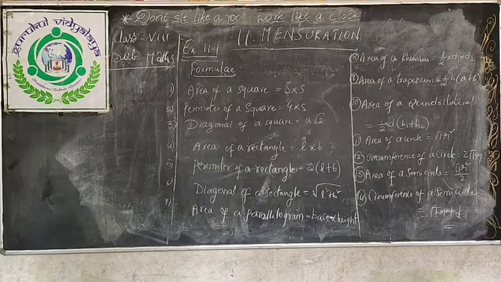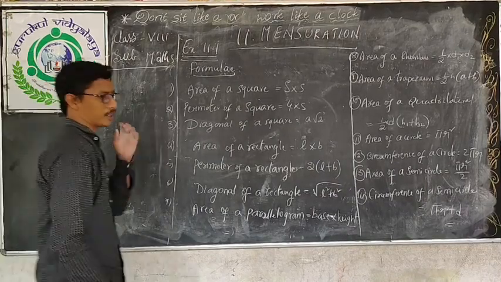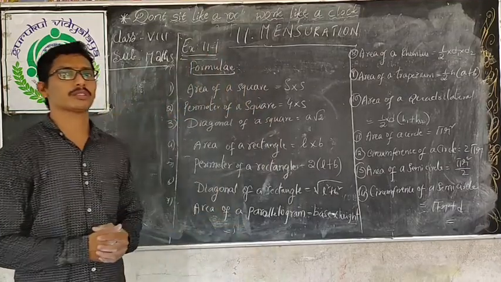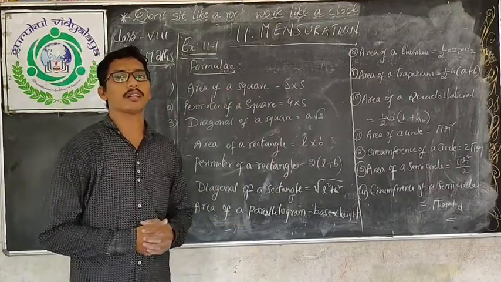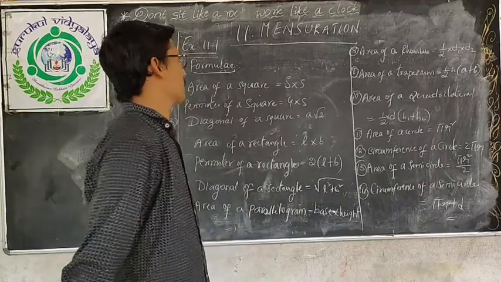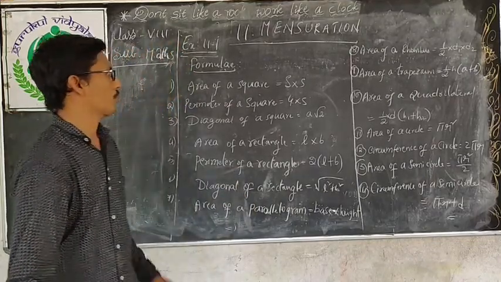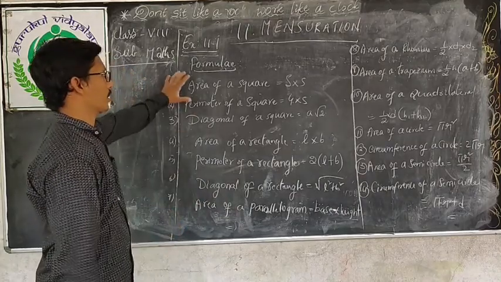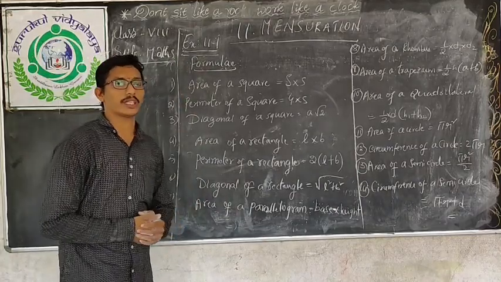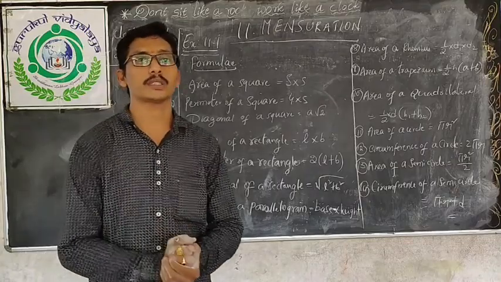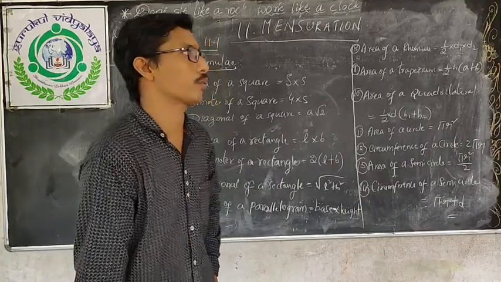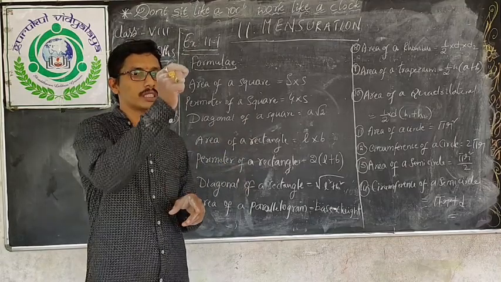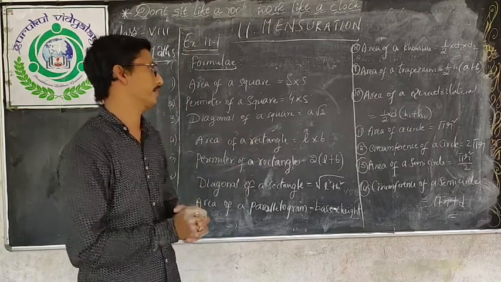Okay children, we have completed the first problem from this exercise. Before doing these problems, it is very important to learn the formulas by heart. In mensuration, so many formulas are there. A few are given here. First, area of a square is equal to S into S. S into S means side into side, because in a square all sides are equal. Each edge you call a side.